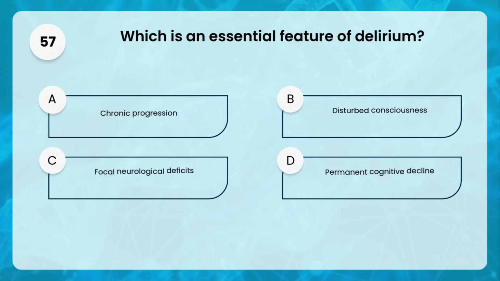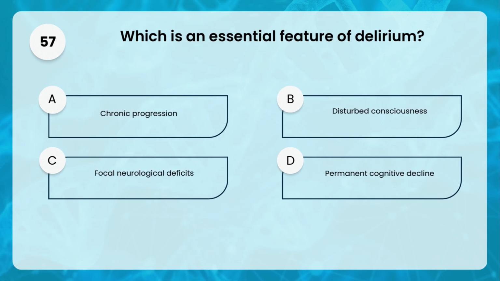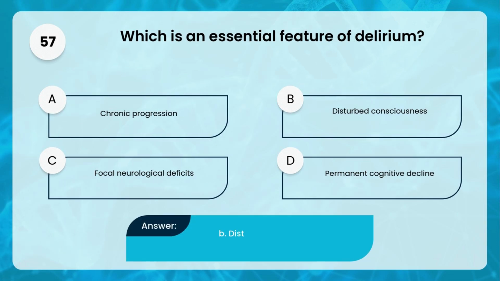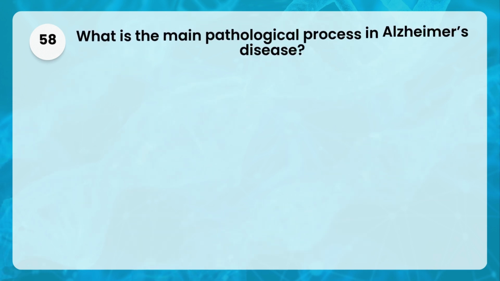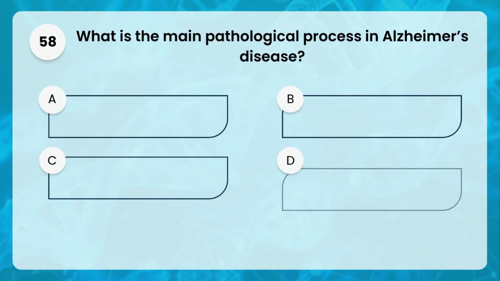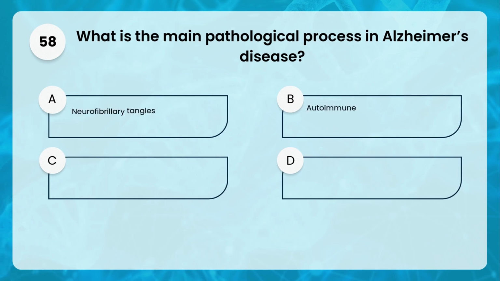Number 57. Which is an essential feature of delirium? A. Chronic progression. B. Disturbed consciousness. C. Focal neurological deficits. Or D. Permanent cognitive decline. The answer is B. Disturbed consciousness.